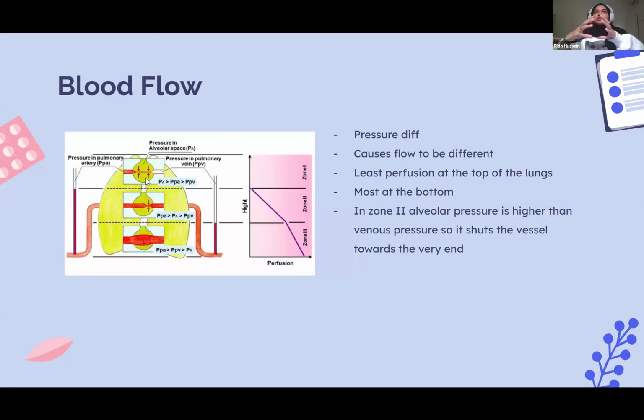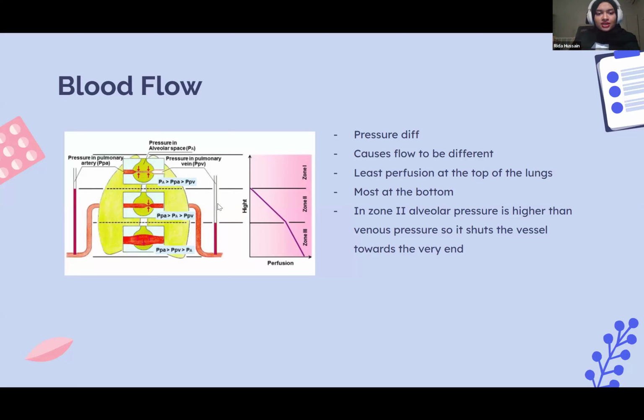So the alveolus has so much pressure that it's constricting the blood vessels shut. It overpowers both the arterial and the venous side, okay? Then in the middle, there is zero perfusion over here. It's really important. So over here, you can see zero perfusion in zone 1.